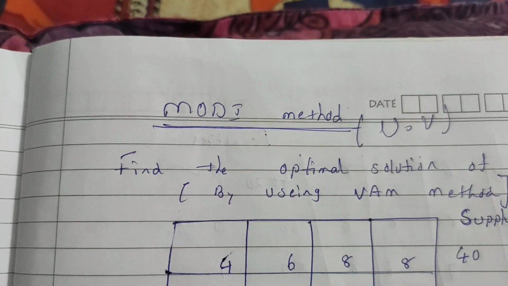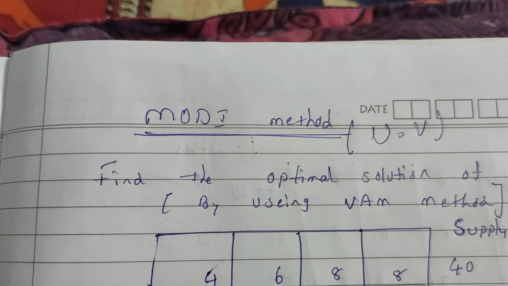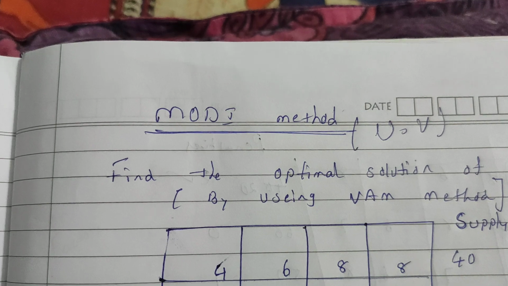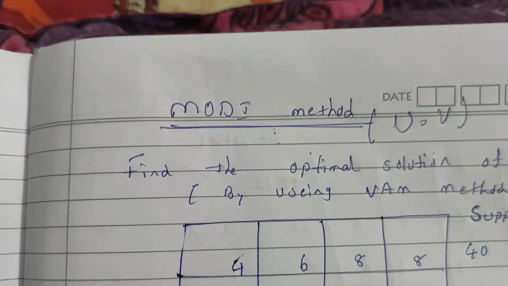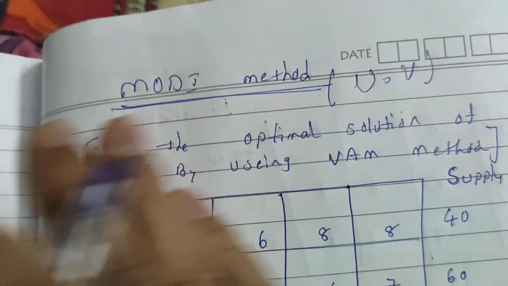Good morning, students. Now we discuss the optimal solution of transportation. There are two methods for finding the optimal solution. One is the stepping stone method. Second is the MODI method. MODI means modified distribution method.